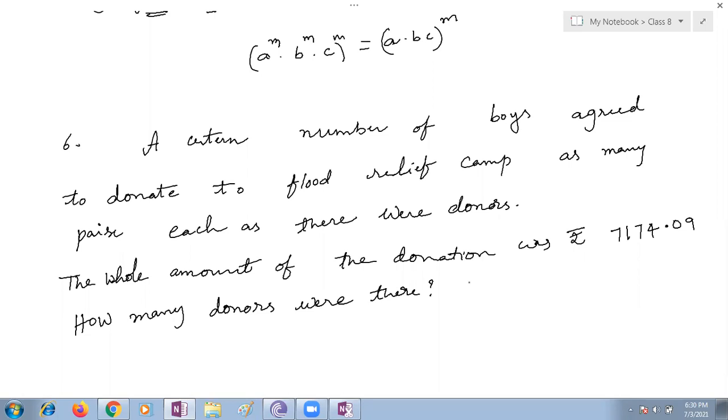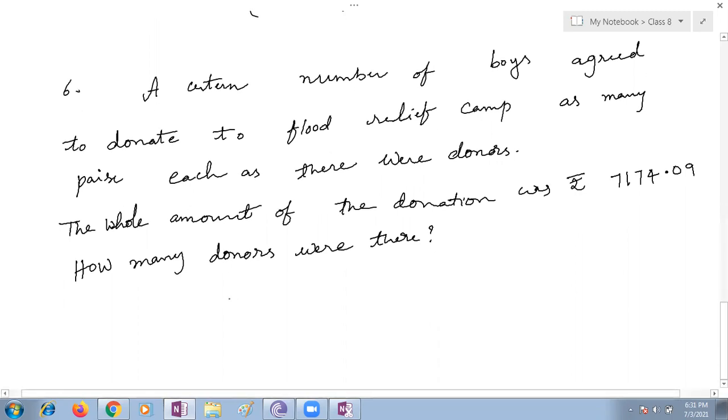My question is very clear, children. Ma'am, each donor is giving 1 paisa, no? So 717409 donors. No, listen. Suppose X donors are there, the same number of paisas will be collected from them, yes or no? The same number of paisas will be collected from the X number of donors.